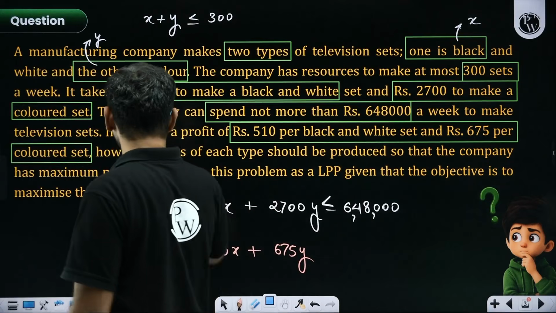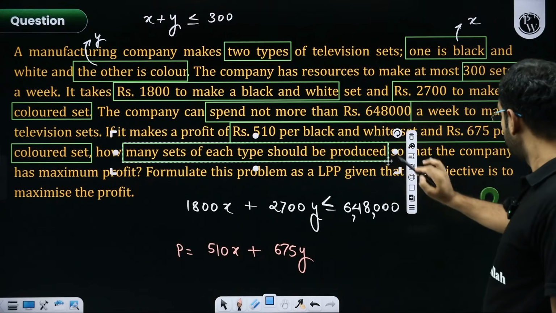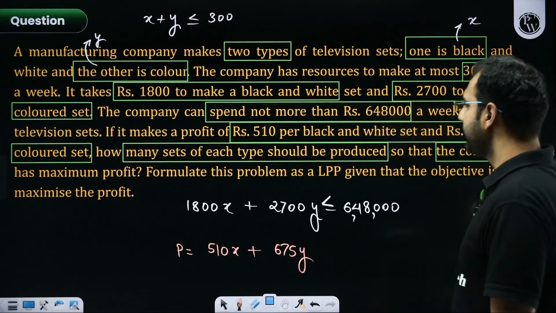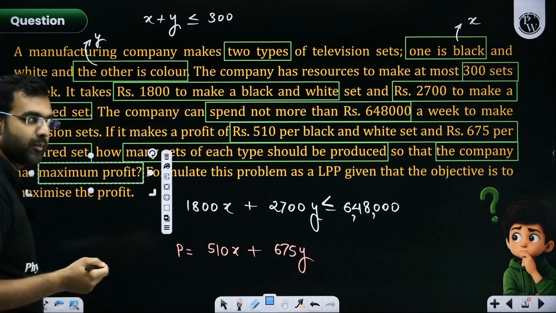Then they are asking how many sets of each type should be produced so that the company has maximum profit. Of course, anybody would like to gain the maximum profit.